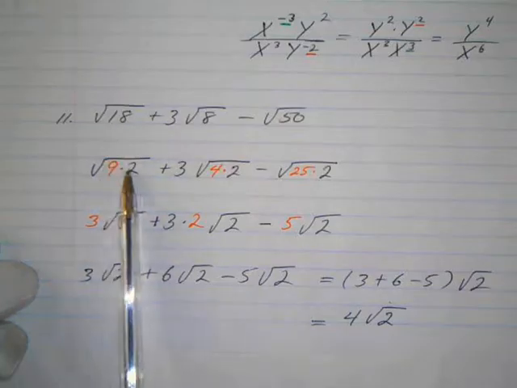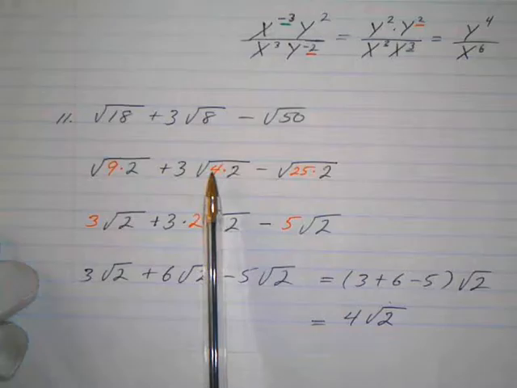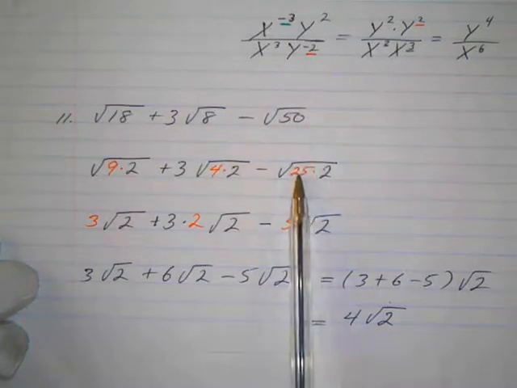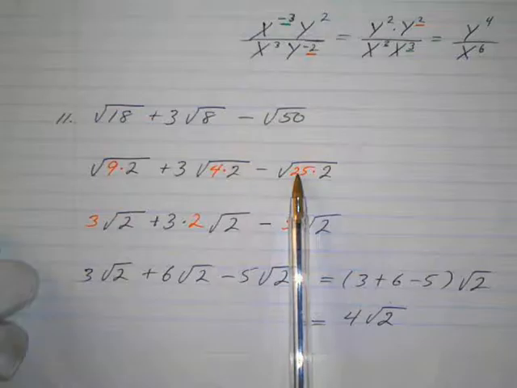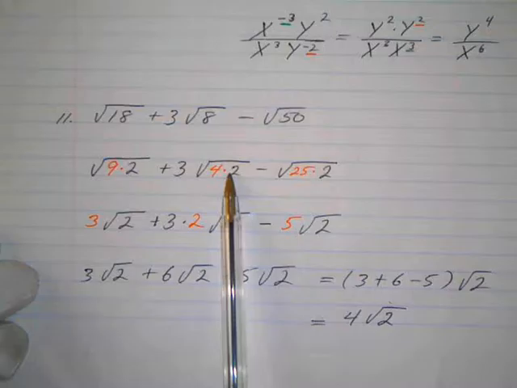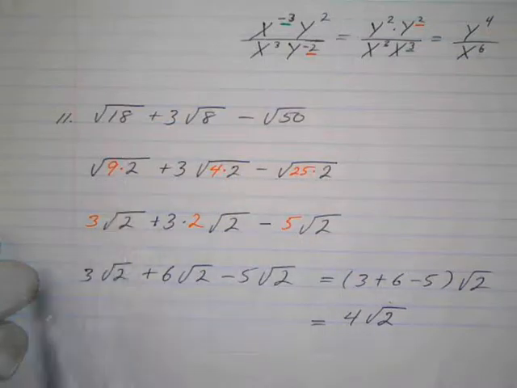9 times 2 is 18. A perfect square factor of 8 is 4. 4 times 2 is 8, and 4 is a perfect square. And a perfect square factor of 50 is 25. 5 times 5 is 25. And 25 is a factor of 50. So this is the same thing as 18, 8, and 50 written with their perfect square factors.